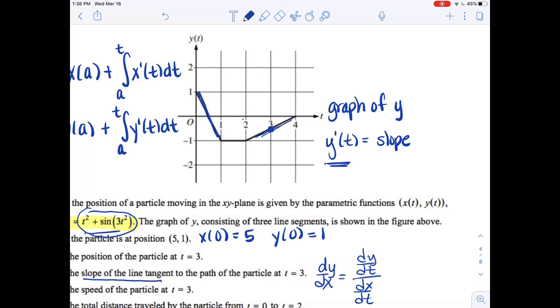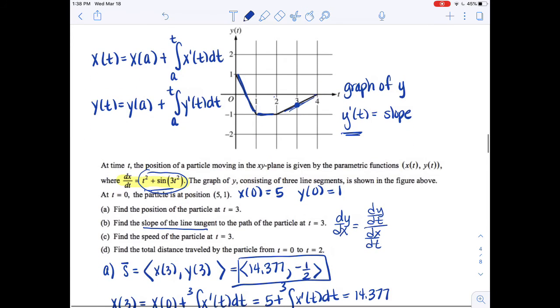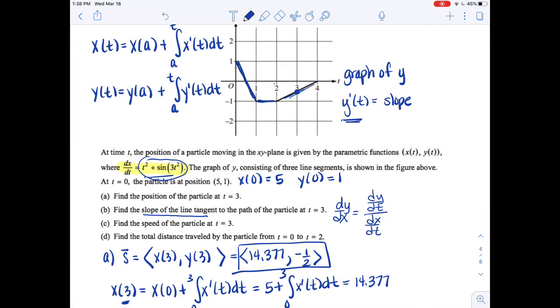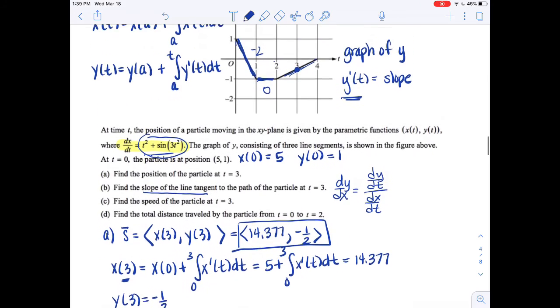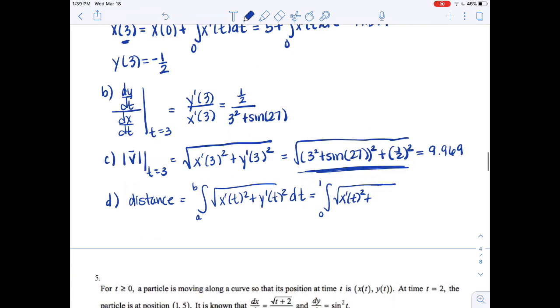You'll notice that there is one slope as you go from 0 to 1 and a separate slope as you go from 1 to 2. So you're going to have to break this up into 2 integrals, one that goes from 0 to 1 and one that goes from 1 to 2. You can see the slope initially is -2, and then eventually the slope comes out to be 0. So when I set this up, it's the integral from 0 to 1 of the square root of x prime of t squared plus y prime of t squared, where the slope of the graph from 0 to 1 was -2, so -2 squared dt. You'll plug that in your calculator.